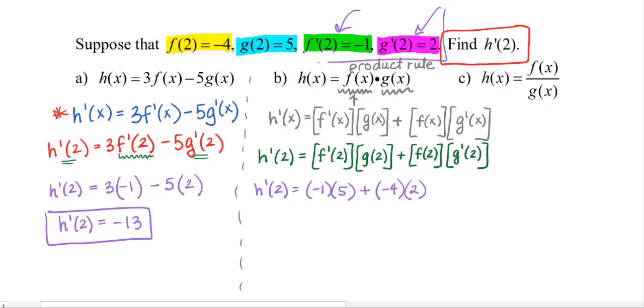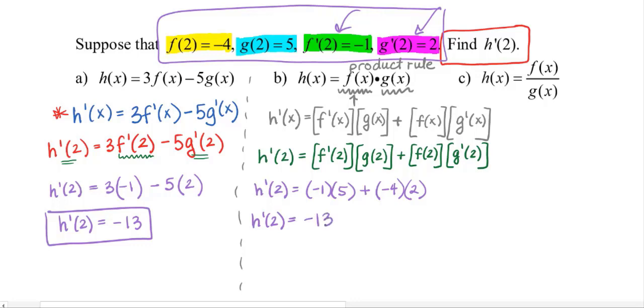Again, they're all defined for me in the beginning part of the problem. I'm not making any of these numbers up. So now it's just the computation of that. So h prime of 2 is -5 and -8. Again, -13, super coincidental.